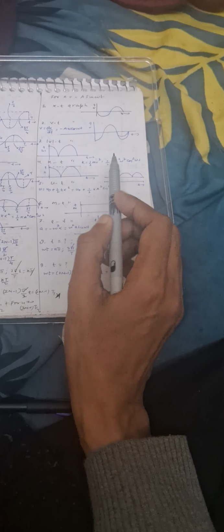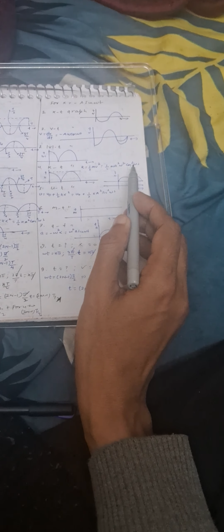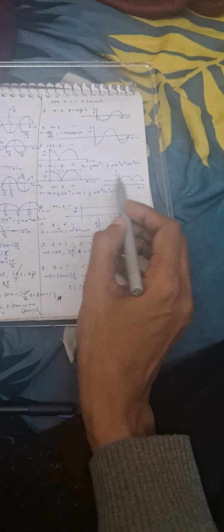Next is the kinetic energy versus time graph. So it is half mv square. So after solution it comes out to be half m A square omega square cos square omega t. So the graph will be like this. Next is the potential energy versus time graph. So U is U naught plus half kx square. So that is U naught plus half k A square sine square omega t. So the graph will be like this. Next is the mechanical energy versus time graph. So that will be constant, it will be like this.